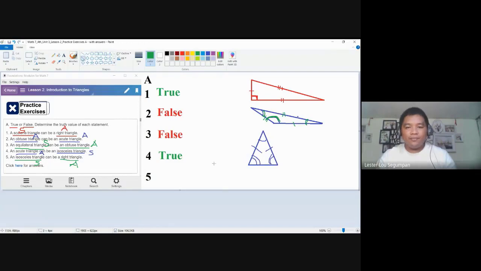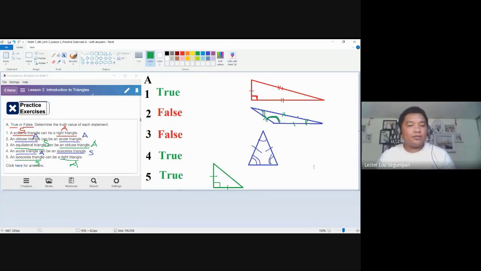Let's try to draw them if they are possible. We have here a right angle, so it becomes a right triangle. And if these two sides are equal, they are isosceles. So we have here an isosceles and a right triangle. They are of different categories. So the answer for number five is also true. Let me just have a short recap. In problems like this, if the characteristics of triangles are of different categories, they may be true, okay? But need to examine further, especially if we talk about equilateral or equiangular.